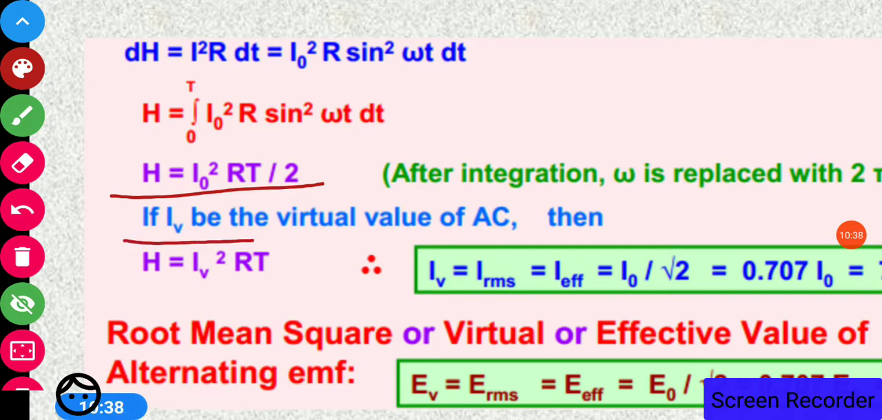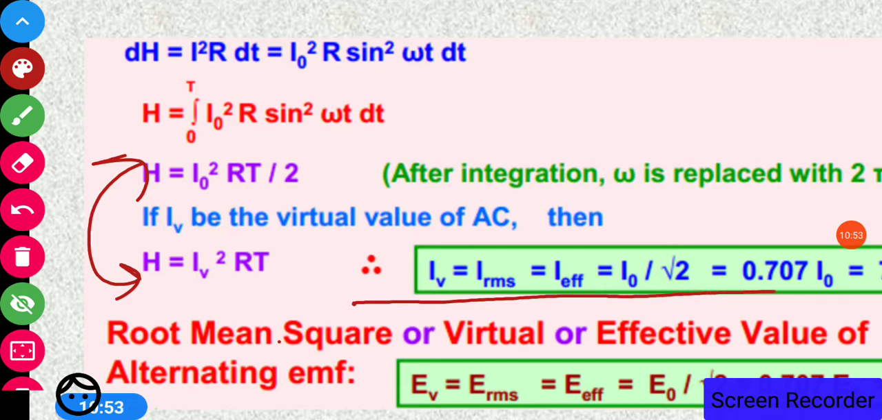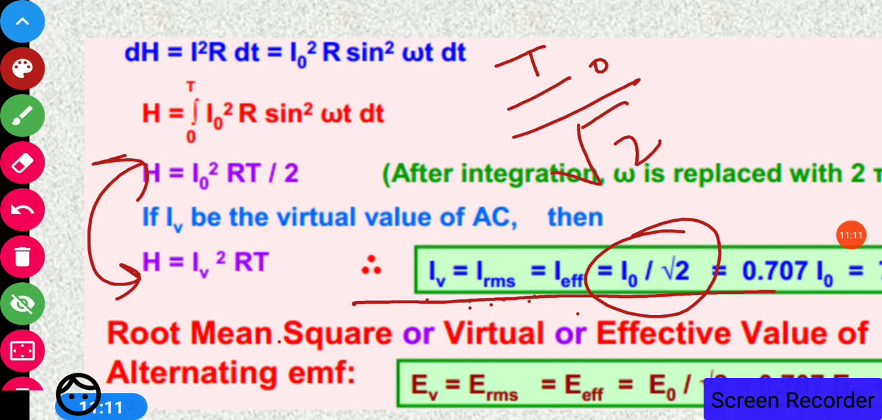Again, by the definition of the virtual value of the AC, H is equal to I V square R T. So we can say that these two values are equal to each other. When we equate these two, the value I V reduces to I naught upon root 2. So I V, that is the virtual value, RMS root mean square value or the effective value, is equal to I naught upon root 2.